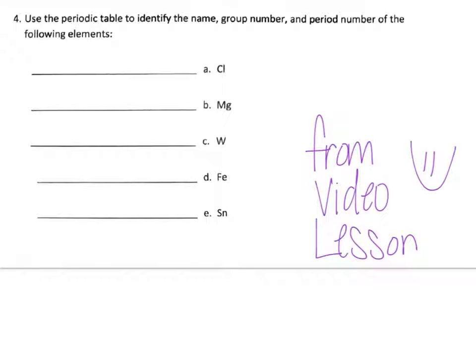So this one is wanting you to use the periodic table to define the name, group number, and period number of the following elements. And hopefully you watched your video lesson. That's where you would be able to find this from. Chlorine is the first one. Cl is chlorine. And if you look on the periodic table, that would come from group 17 and period 3. So I'm going to go ahead and pause the video and let you look those up. And then we'll come back together and see if you got them all.